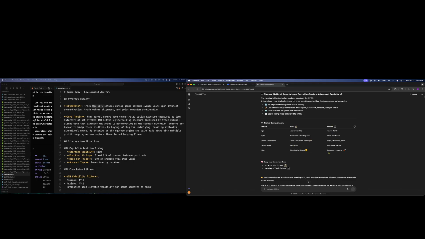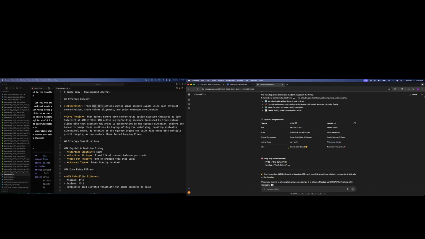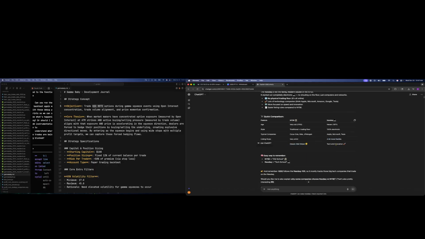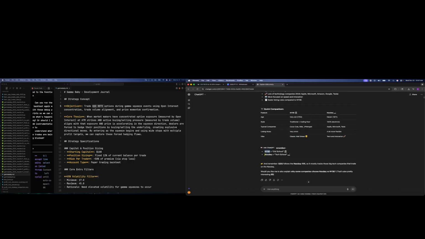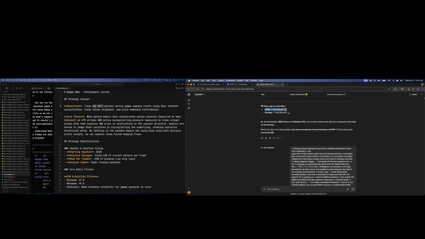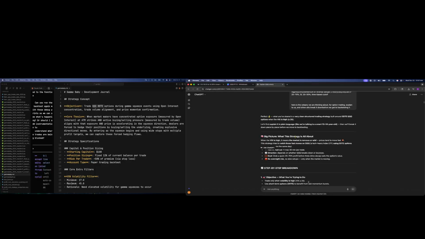The listing rules are very strict. For the NASDAQ, it's a little bit more comfortable, right? So the vibe is classic Wall Street, and then NASDAQ is tech and innovation, right? So NASDAQ is new school, NYSE or New York Stock Exchange, right, is old school, right? So this is a little bit more about our strategy.